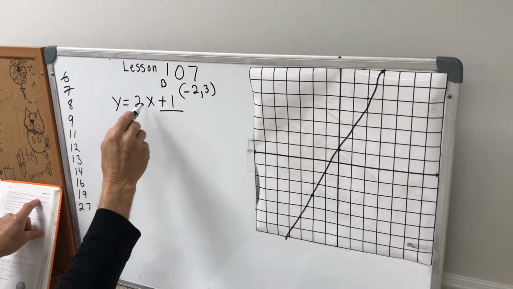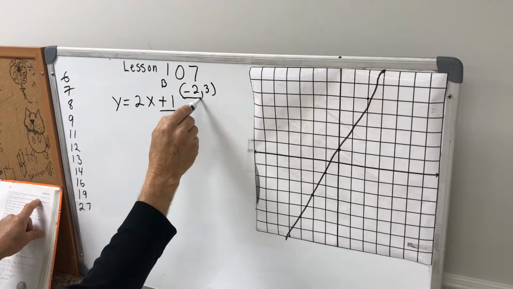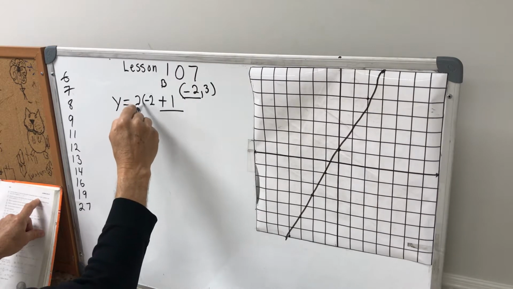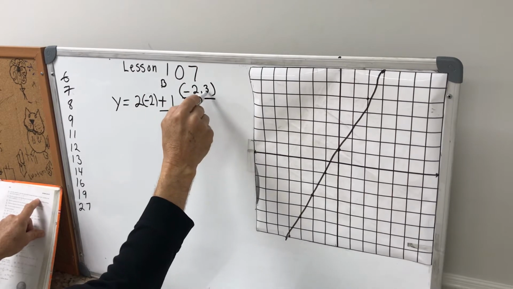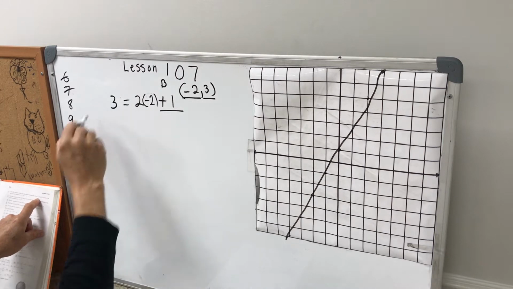Here's what we're going to do. Where x is, we're going to put this x. You understand? This is the x, so we'll put that as -2. And where the y is, we're going to put this number. That's the y position, right? So we put the 3.